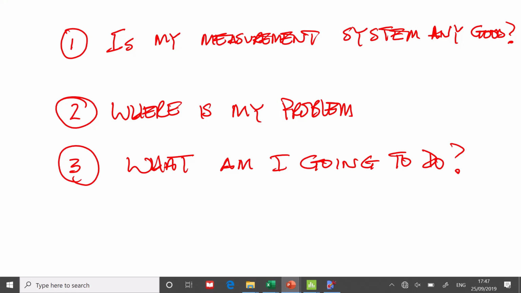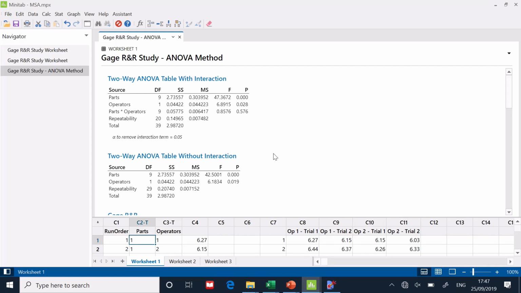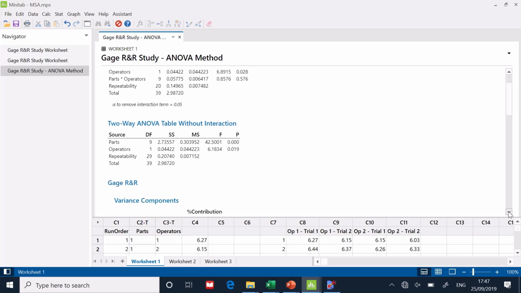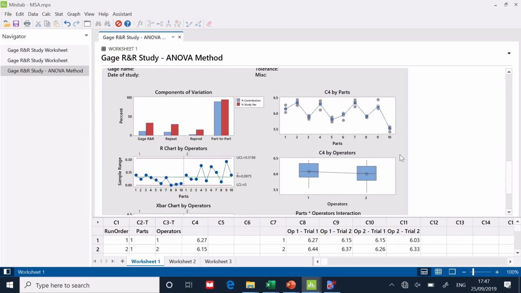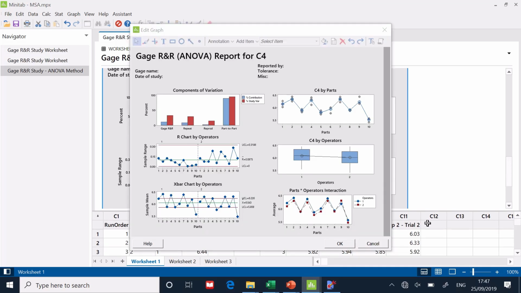Let's go back to Minitab. Okay, here's the data that I've created. I'm going to take a look down at the graphs because the graphs are kind of important. So you can see there's lots of information here. If I just pop the graph out. So this is known as the MSA report. You can see, look, it's telling you which column of data. And the graphs are very useful for the second 2 questions: where is my problem and what am I going to do about it?